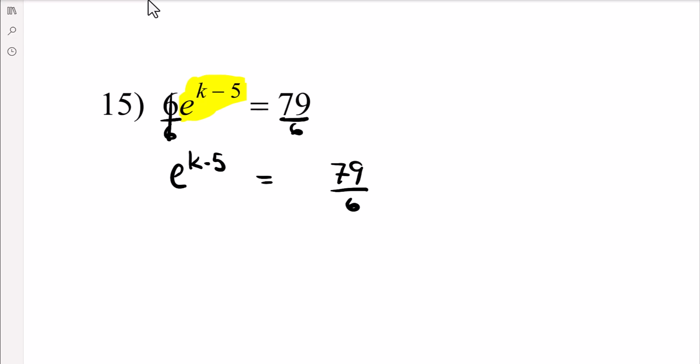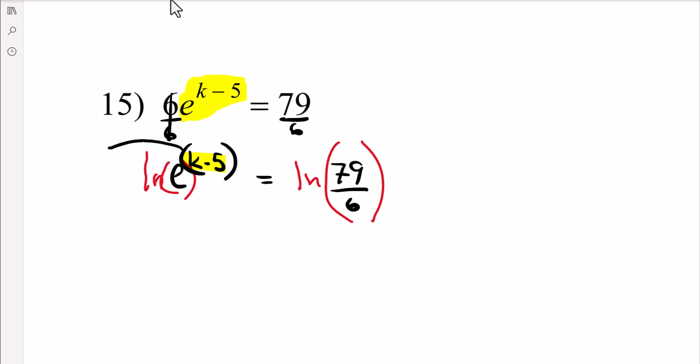Okay, so notice E and 79 over 6 are not the same base. But because this is a base E, we absolutely have to take the ln of both sides. So that's why I said don't worry about doing 79 divided 6. Now, this exponent right here, k subtract 5, I'm going to put parentheses, and it's going to come around in front. So k subtract 5 times ln of e.